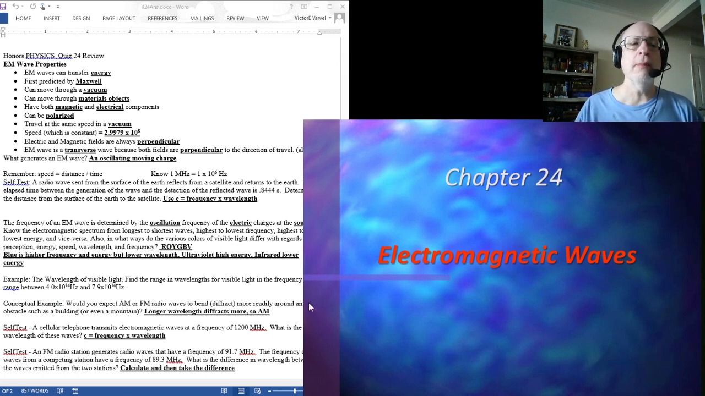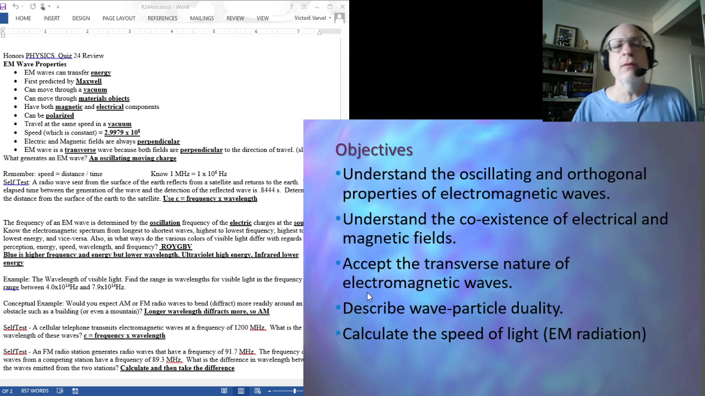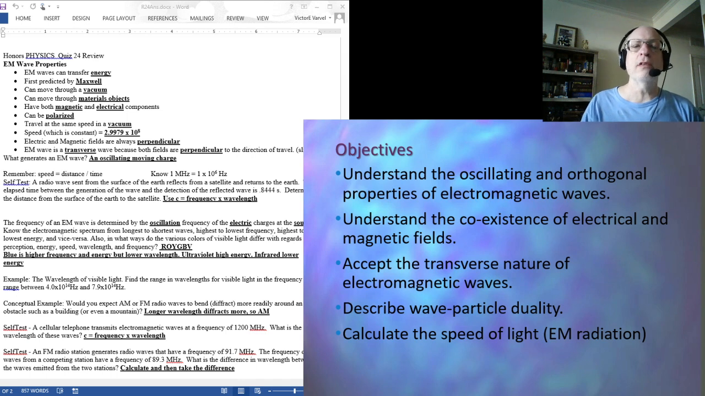But let's get started talking about electromagnetic waves. You can read over these objectives. What I want you to get out of this chapter is to understand the oscillating and orthogonal properties of electromagnetic waves, understand the coexistence of electric and magnetic fields, and accept the transverse nature of electromagnetic waves, that they are not longitudinal, they are transverse. Describe wave-particle duality, meaning that there are particle properties to it as well. It's not all wave. And then we're going to look at what the speed of light is.